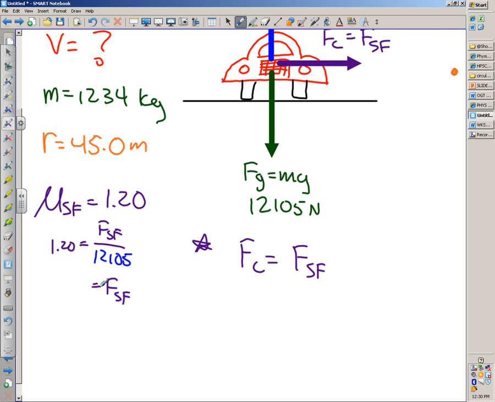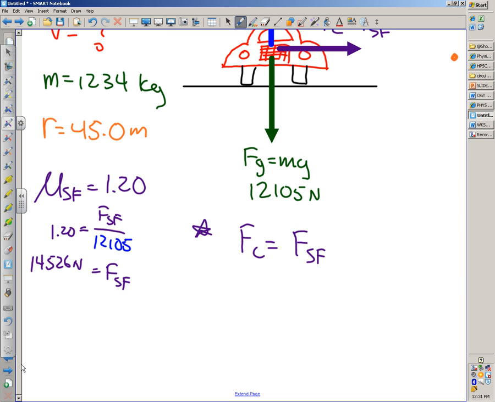When you do that, you get 14,526. Is that good? Now, going back to our equation, we can plug 14,526 over here on the right-hand side. How much centripetal force do we need?